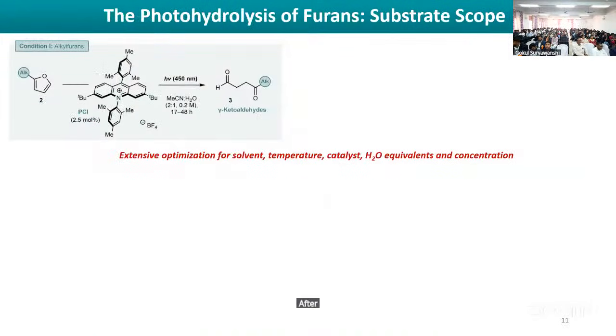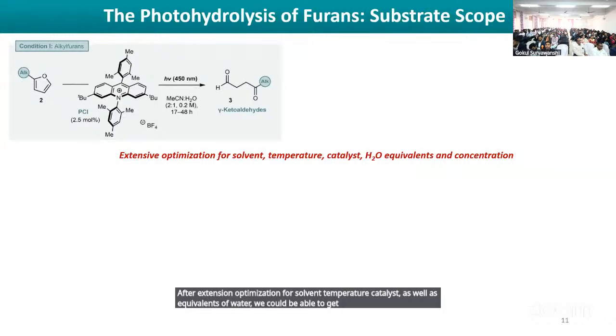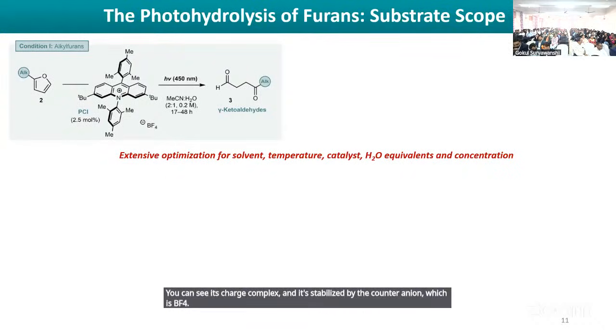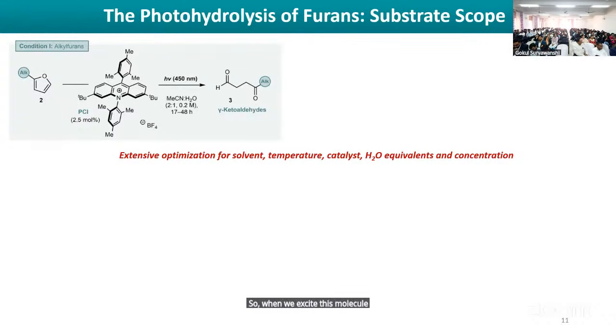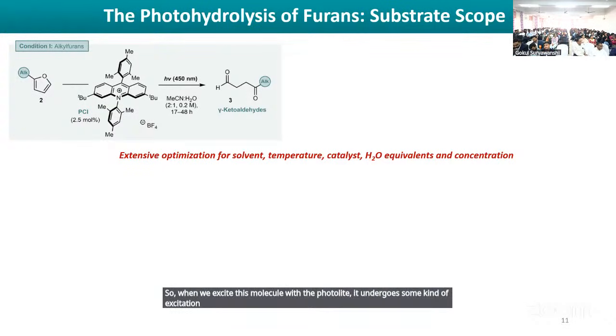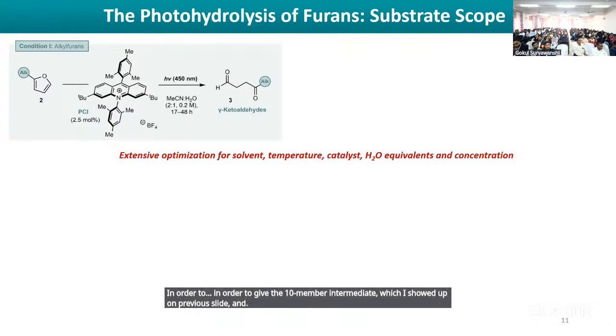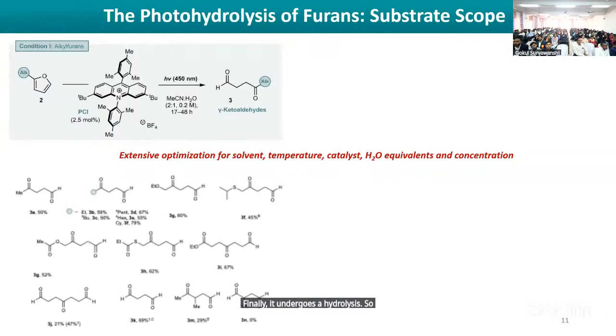After extensive optimization of solvent, temperature, catalyst, as well as equivalents of water, we were able to get this transformation in very decent yield. You can see this fancy molecule which we call a mesityl acridinium photocatalyst. You can see its charged complex and it's stabilized by the counter anion, which is BF4. So when we excite this molecule with light, it undergoes excitation and goes via a radical mechanism in order to give the 10-member intermediate, which I showed on the previous slide, and finally it undergoes hydrolysis. So with this, we are able to get an extensive substrate scope for this reaction.